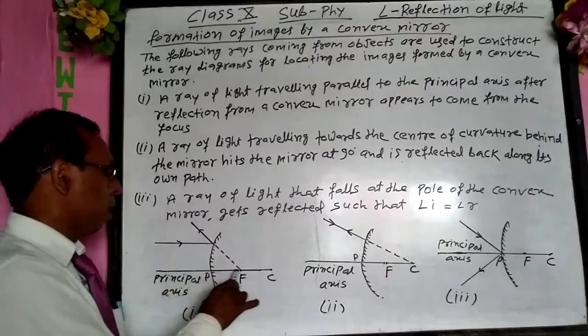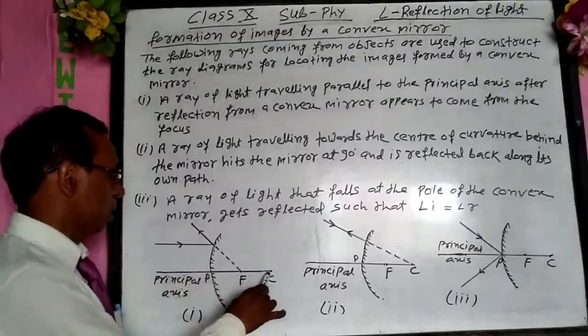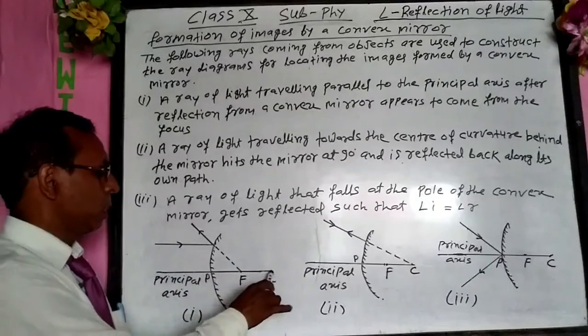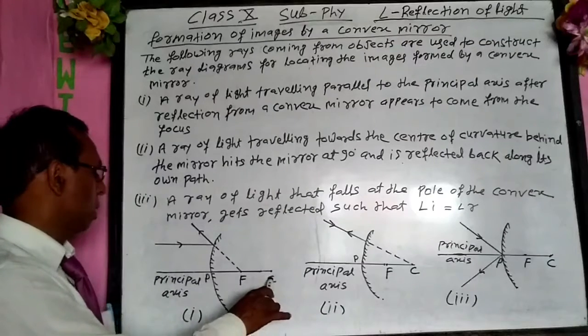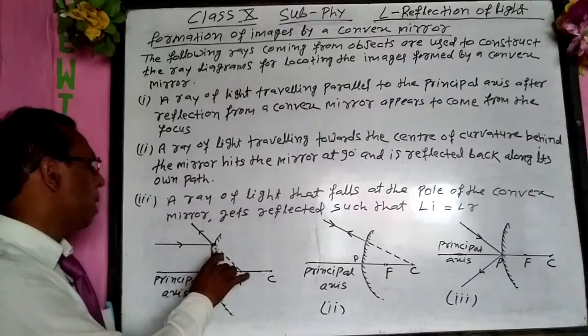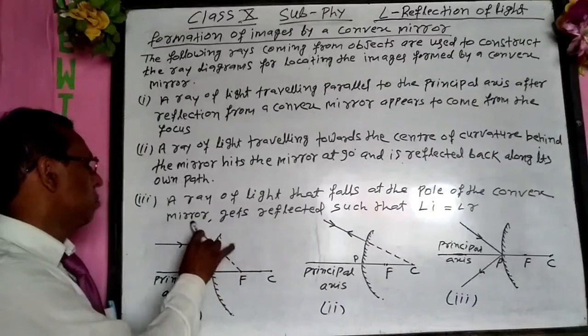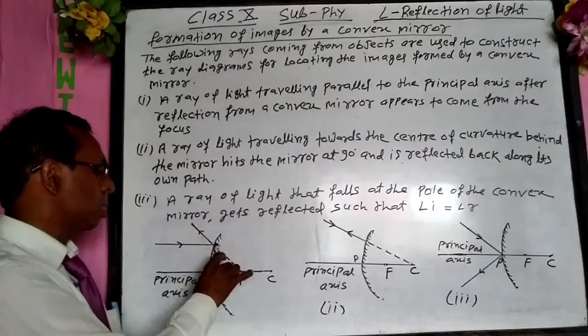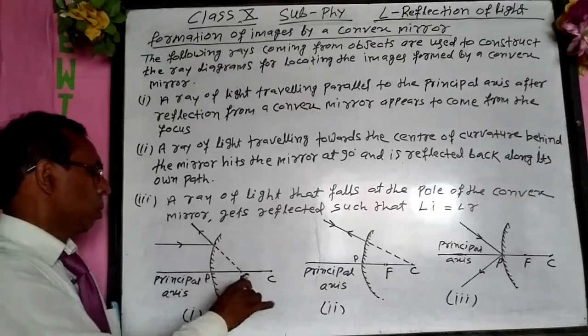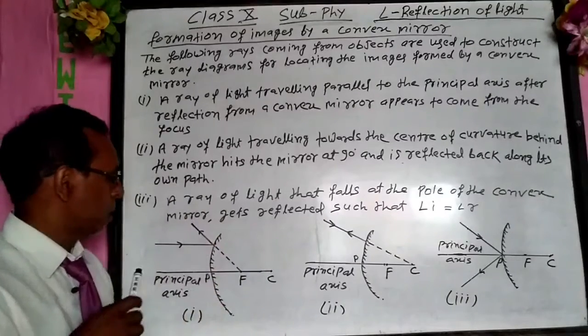This line is the principal axis, this is the pole, this is the focus, this is the center of curvature. This line is the incident ray. After reflection, this line appears to come from the focus.